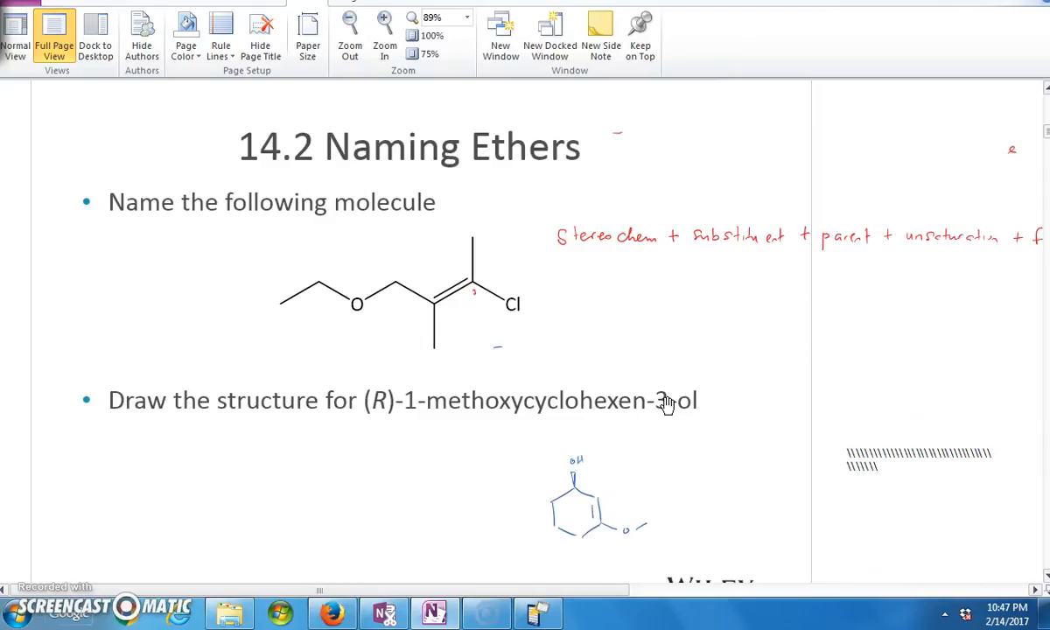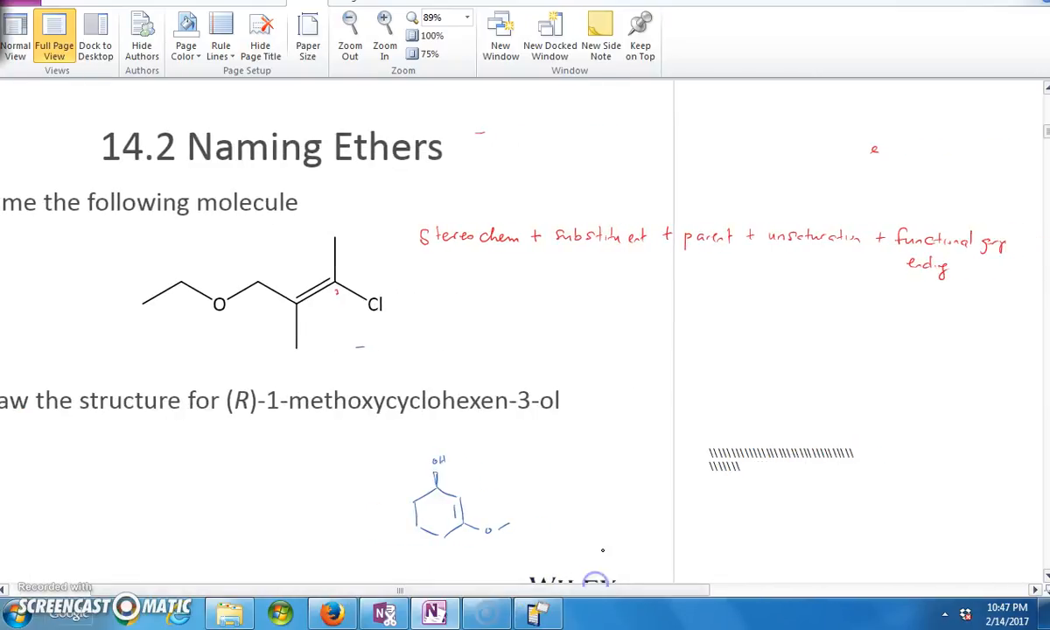Now, when you want to name ethers, we can name them according to the IUPAC way, just like I said not long ago. And recall that when you are naming, you normally abide by this general formula. You begin with the stereochemistry, the substituent, the parent, the unsaturation, functional group ending. In this case, we have stereochemistry about this double bond. This is 1 and this is 2. So you can see this is going to be E.